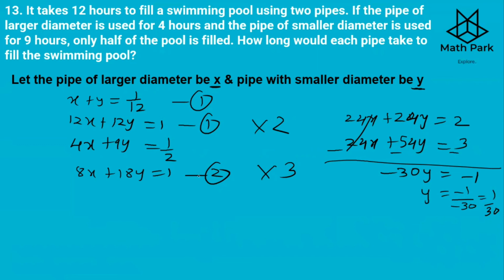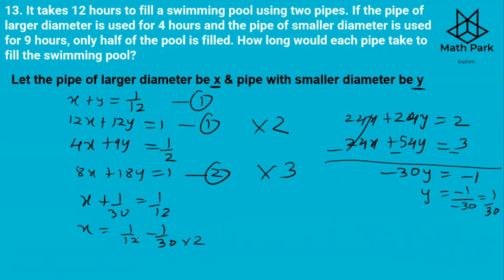Now let us find the value of x. So putting in equation number 1, where y is equal to 1 upon 30, we get x plus y is equal to 1 upon 12. So we get x plus 1 upon 30 is equal to 1 upon 12. We get x is equal to 1 upon 12 minus 1 upon 30. So the LCM of 12 and 30 is 60.